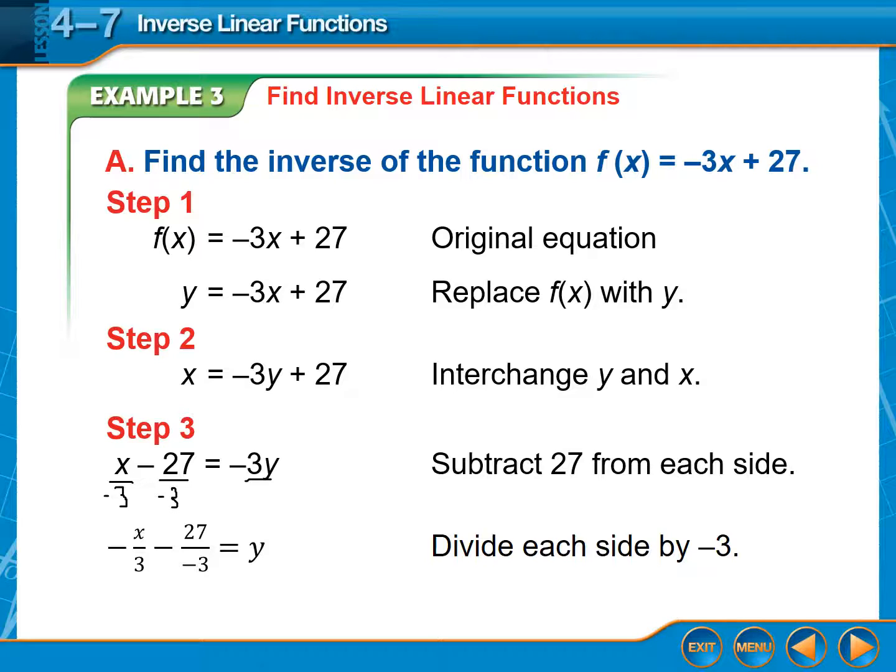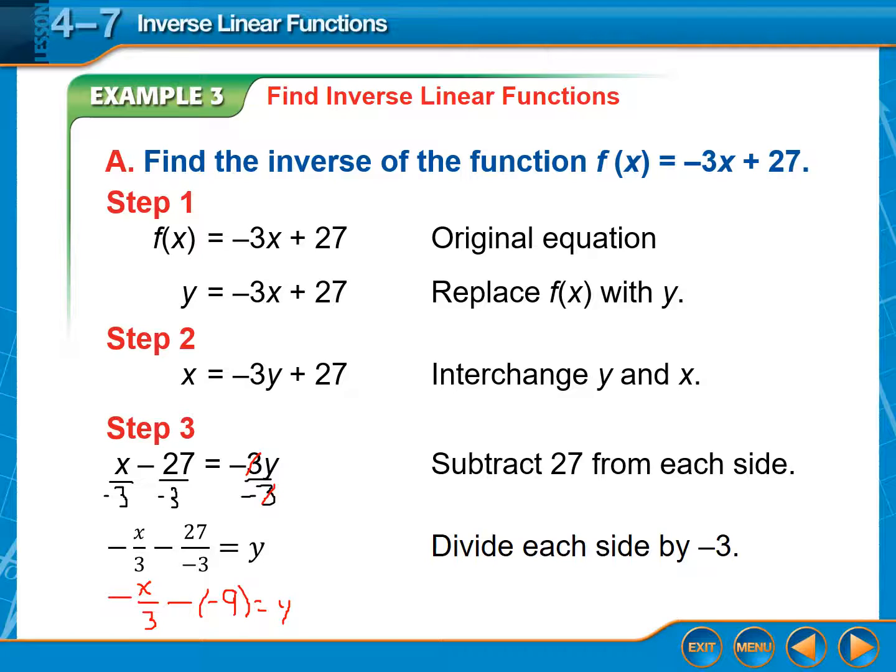Okay, when I divided the same thing over here, so you can see what it looks like. So negative 3 divided by negative 3 is just 1. So we've got y. Right? And then over here, negative x over 3 minus 27 divided by negative 3. So let's take a look at this. Negative x over 3. Now if I do 27 divided by negative 3, I get negative 9. And that's equal to my variable y.